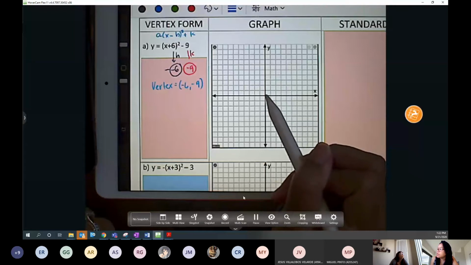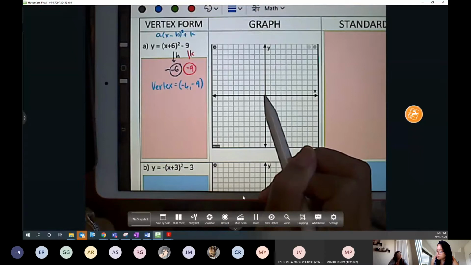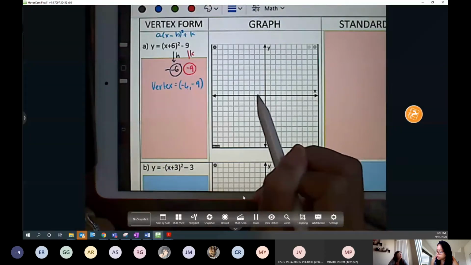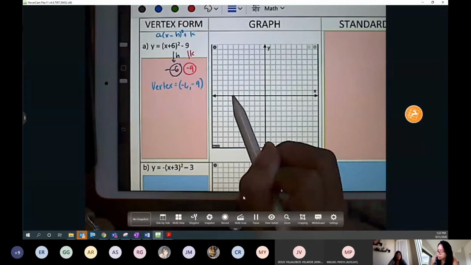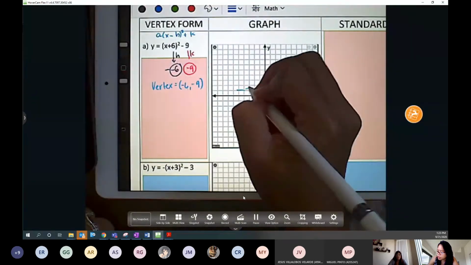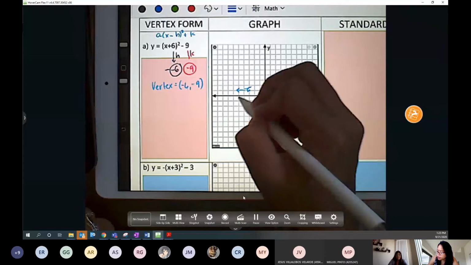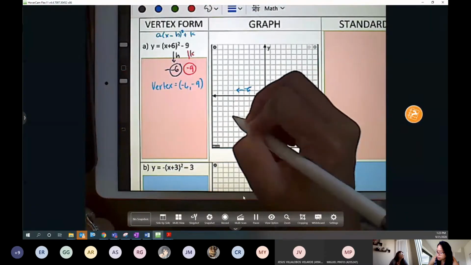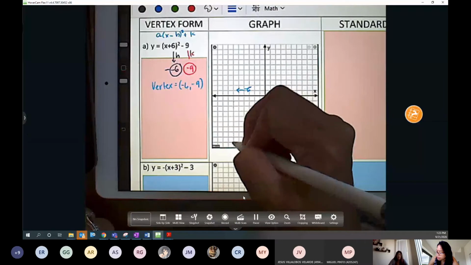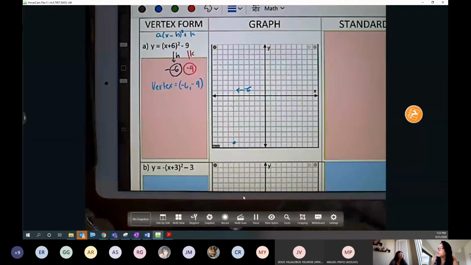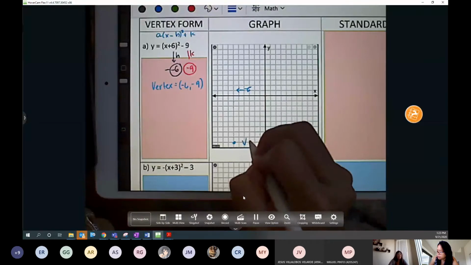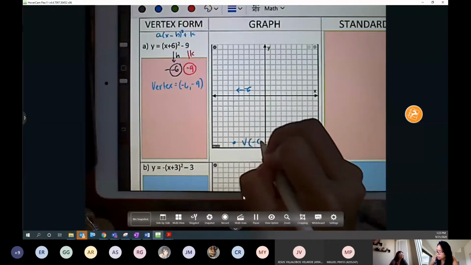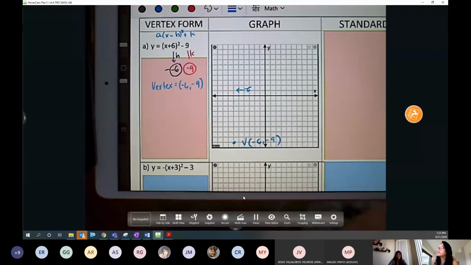When we graph, we always start from the origin. And since this is negative, we're gonna move to the left. So from the middle, we move 1, 2, 3, 4, 5, 6. So we move negative 6. And then we have to move 9 downwards. So 1, 2, 3, 4, 5, 6, 7, 8, 9. Here is your negative 9. And this is gonna be your vertex. It's a negative 6, negative 9.